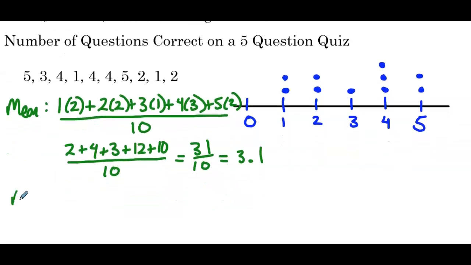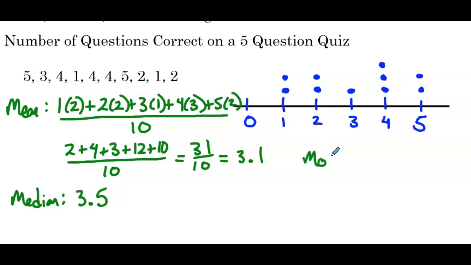Next, we'll do the median. So the median is the middle. We have 10 data points, so the middle is between the 5th and the 6th data point. So 1, 2, 3, 4, 5, 6. So the median is right in the middle of those two data points, the one at 3 and one of them at 4. So the middle of those two values is 3.5. So the median is 3.5 questions correct.